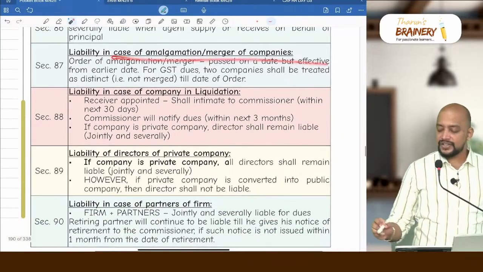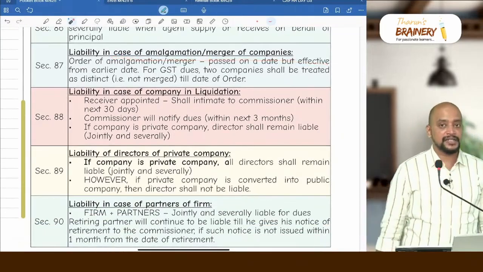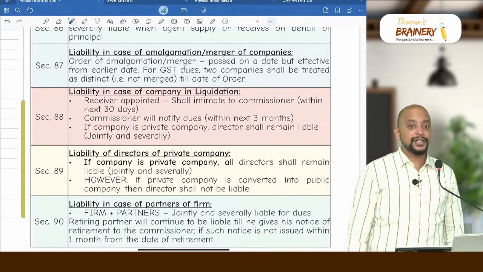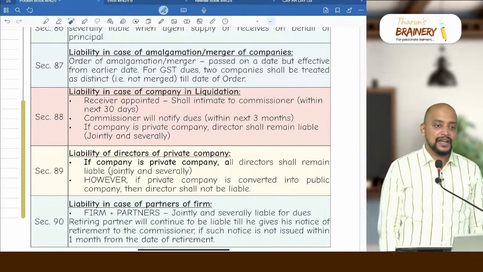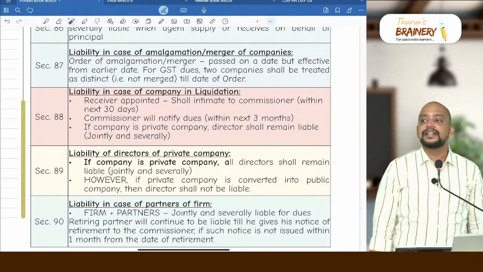Then liability in case of amalgamation or merger of companies. So in case of amalgamation or merger, till the time it is a notified date. There is one notified date, that is the court order date or NCLT order date.